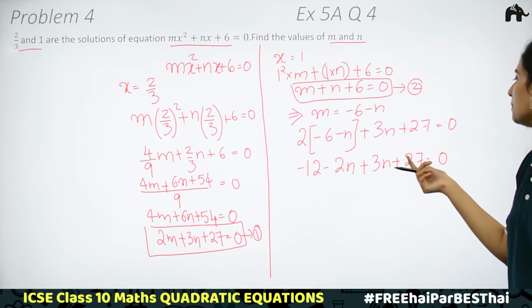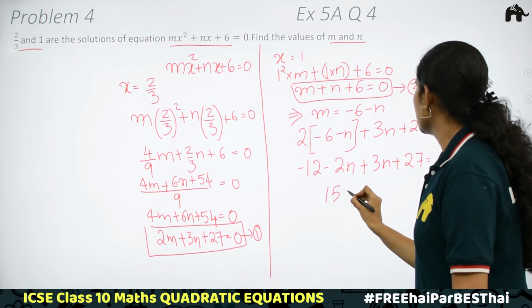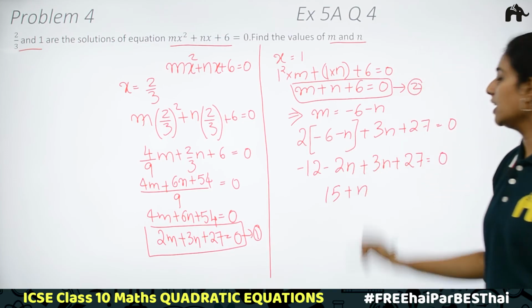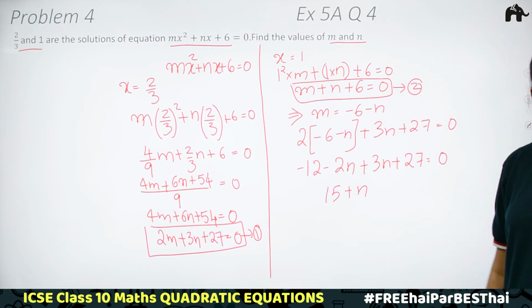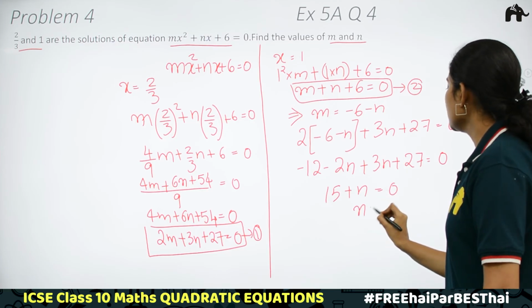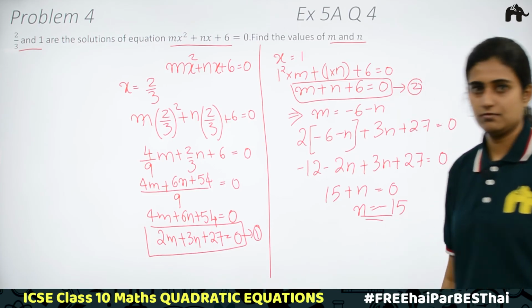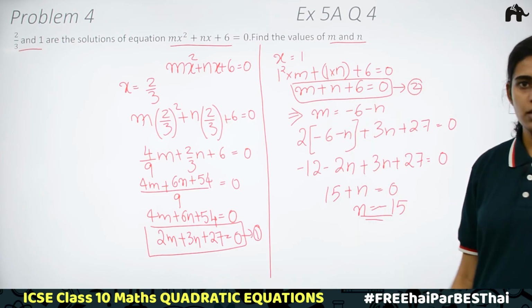Minus 12 plus 27, you get 15, plus 3n minus 2n is 1n. That is equal to 0, which means n is equal to minus 15. We got the value of n. Now we can easily find the value of m.